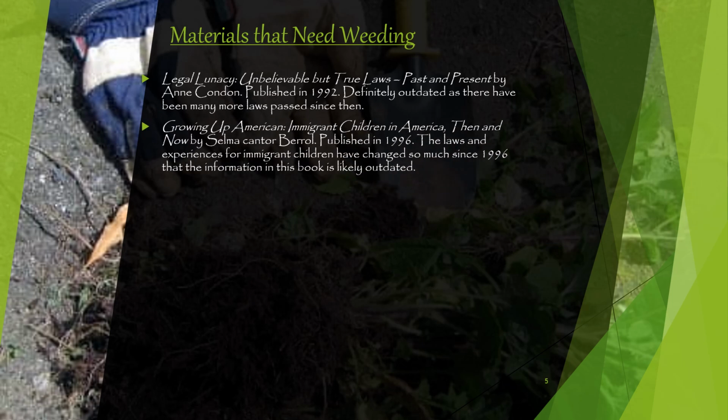Growing Up American, Immigrant Children in America, Then and Now by Selma Cantor Burrell, published in 1996. The laws and experiences for immigrant children have changed so much just in the last few years, much less since 1996. The information in this book is likely to be outdated. It's not going to be useful for research, and even if you wanted to look up more current information, it would be so much easier to do online.